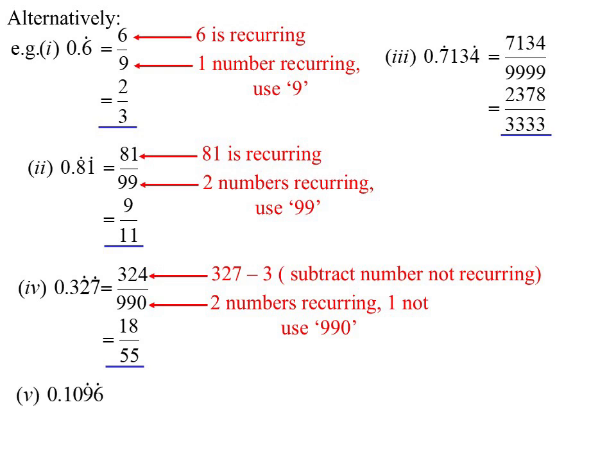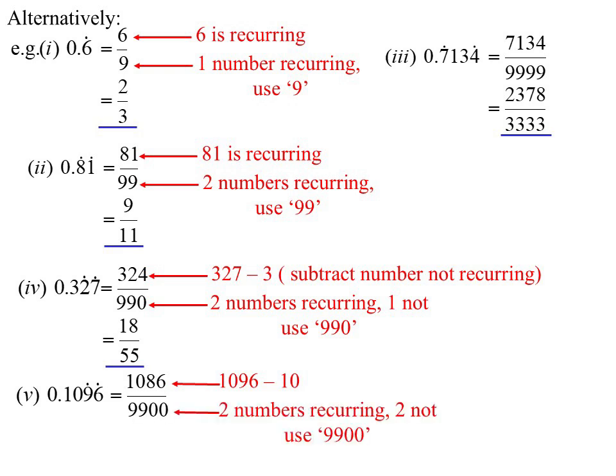So if I had this, 0.1096 repeater, but just the 9 and 6 are repeating, now I know it's the 1086, right? 1096 minus the ones that are not repeating, 10, over 9900. 2 numbers are repeating, so I'll put down 2 9s. There are 4 numbers all up, so I'll put down 2 0s. If you don't believe me, put that in your calculator and you'll see that is indeed 0.10969696969696. Well, it depends how big your calculator screen is, I suppose. The wonderful thing about things going to infinity, 96969. I could just keep writing 96. We'd never finish.